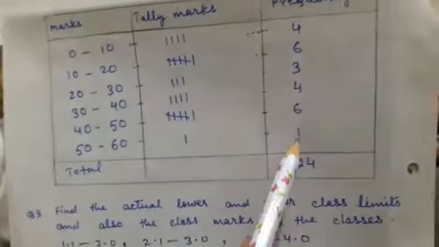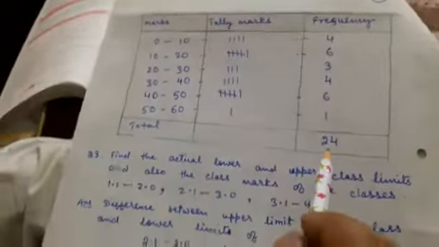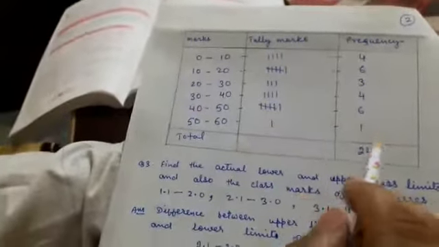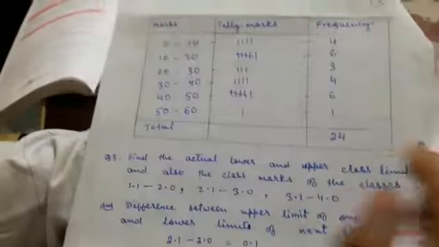50 to 60, 1. And now we will add all the frequencies. When you add all the frequencies, you will get 24. And in the question also it is given 24 students. So both are the same, 24 students, and here is also 24. In this way, this is our answer.